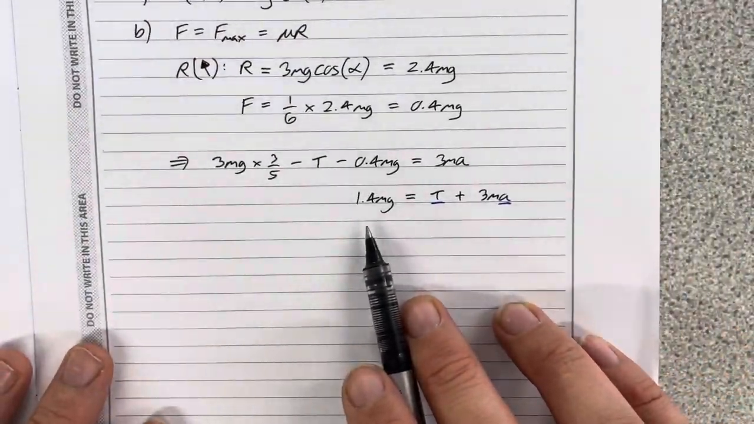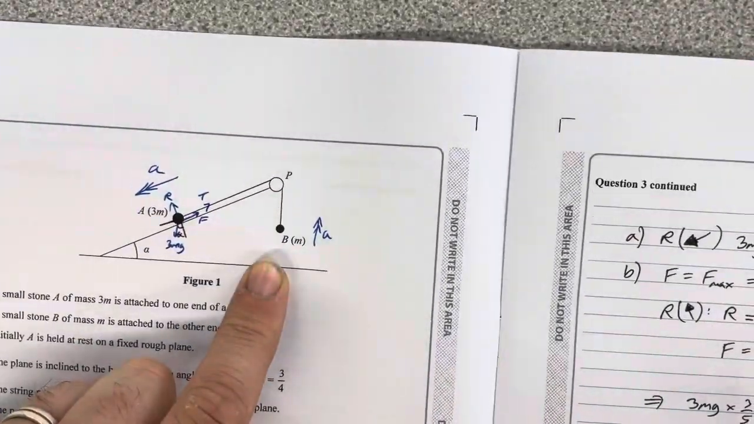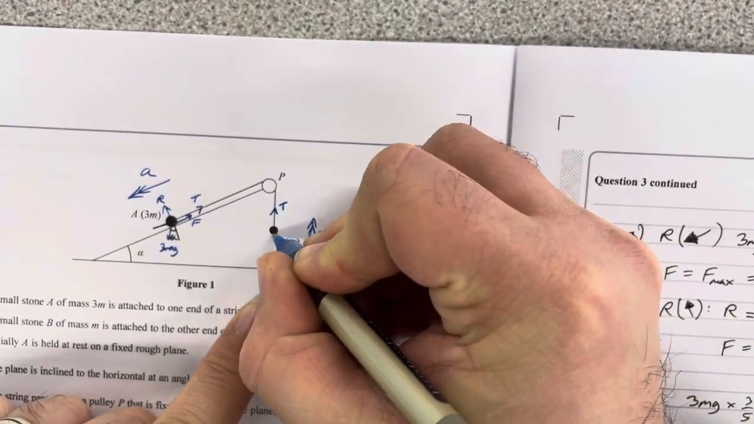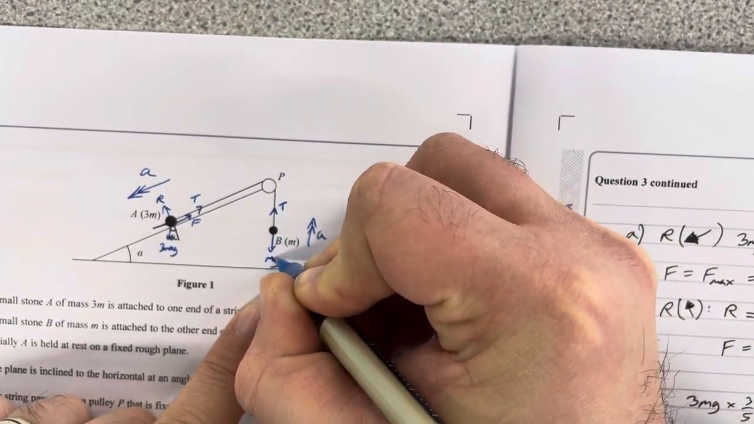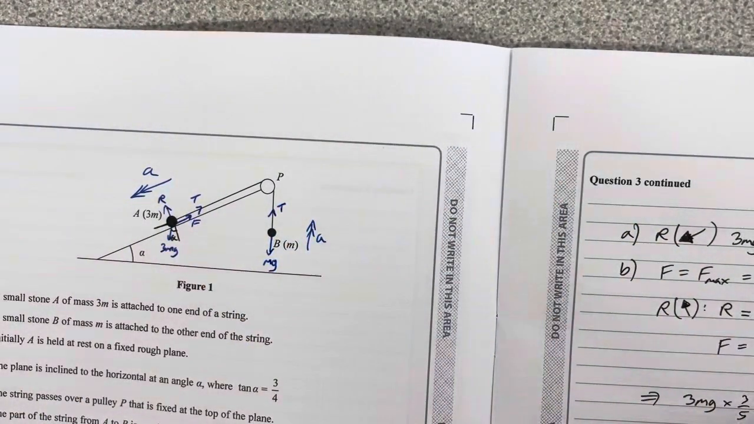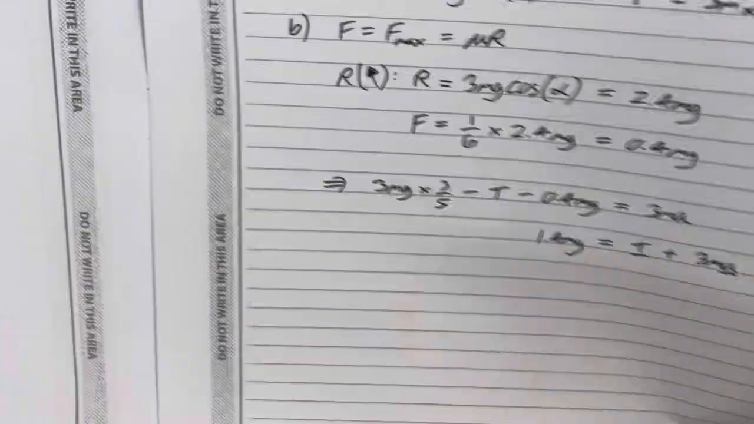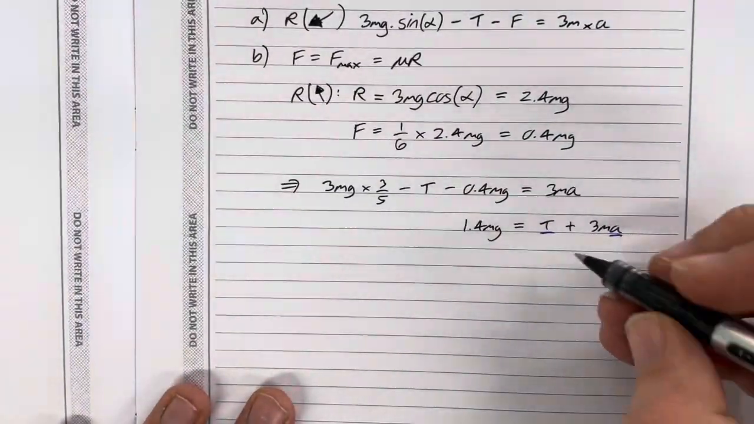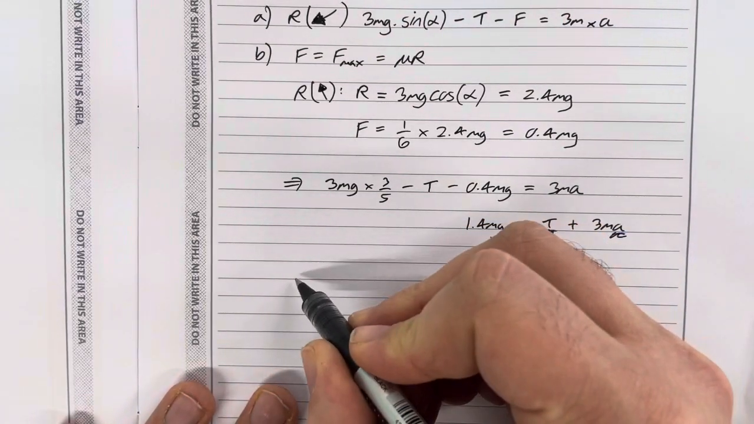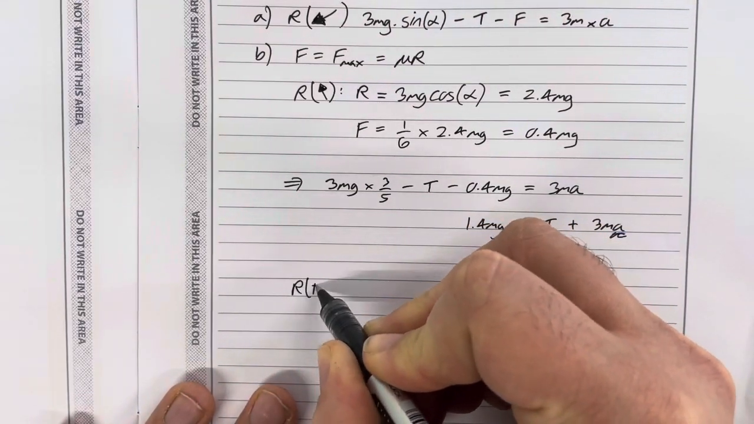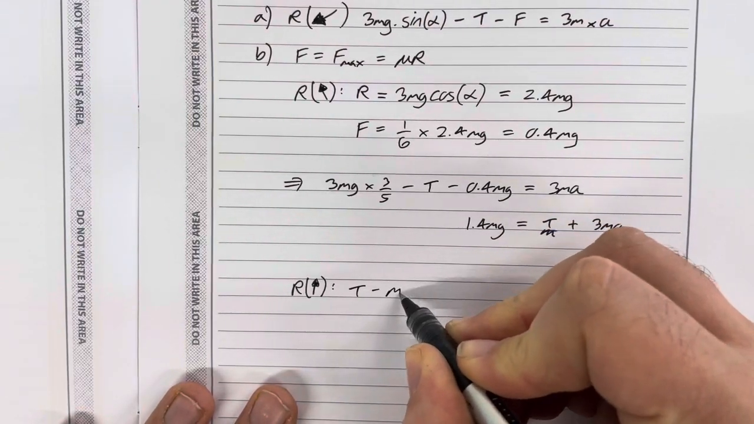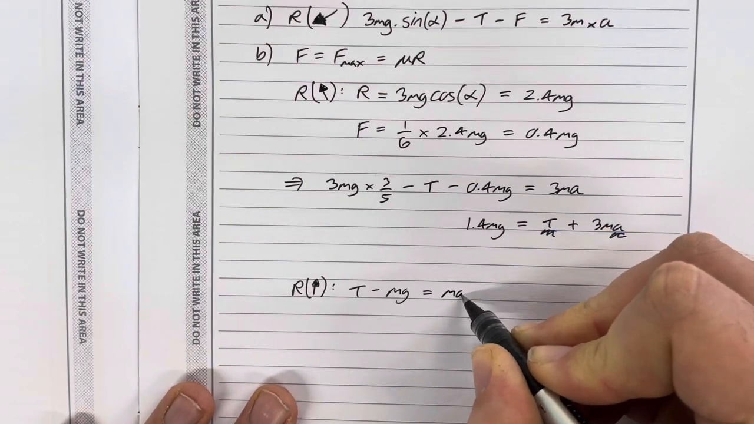The other equation, I need to use B for that. So at B, what forces do we have? Well, we have the tension force going upwards, and we have its weight, mg, acting downwards. The tension force is the same because the pulley is described as smooth. So that value of T is across the 2. Oh, that's not underlined, that's just me explaining. So I'm now going to resolve vertically at B. That's going to give me T minus mg equals ma.